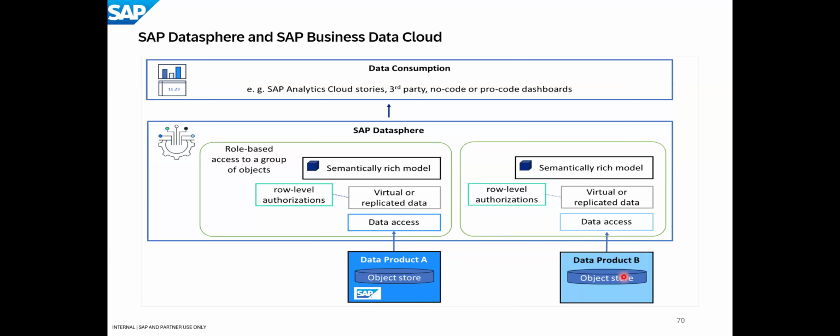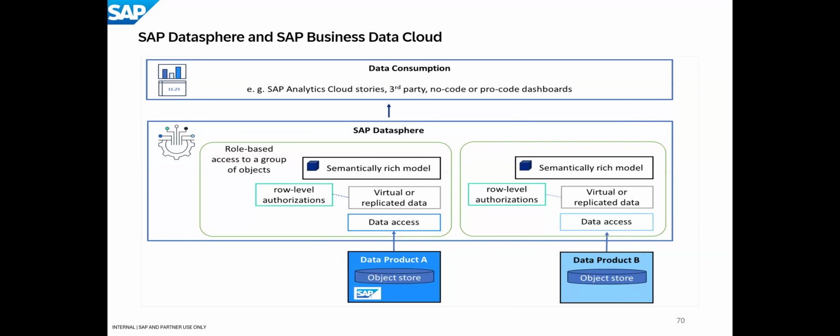And these products feed data into SAP Datasphere either virtually or via a replicated approach. And then on top of this, you can create semantically rich models. You can enrich your data with business semantics, making it easier for the business users and the tools to understand and use. And then you can also apply row level authorization and secure your data according to the requirement. Then once you have your models ready in the Datasphere, SAC is there to consume these models, and you can consume these models directly in SAC or other third-party tools such as Power BI or Tableau.